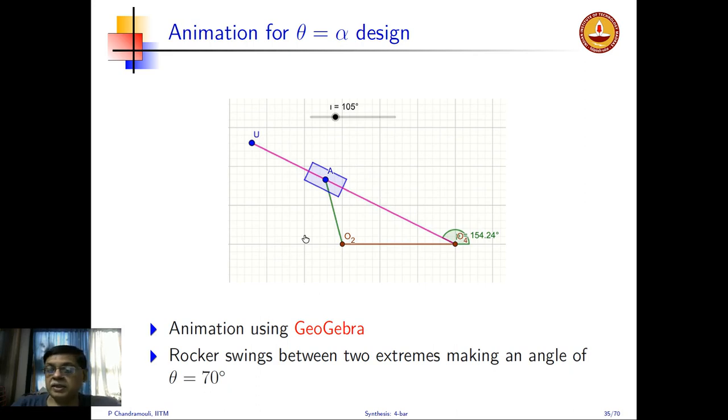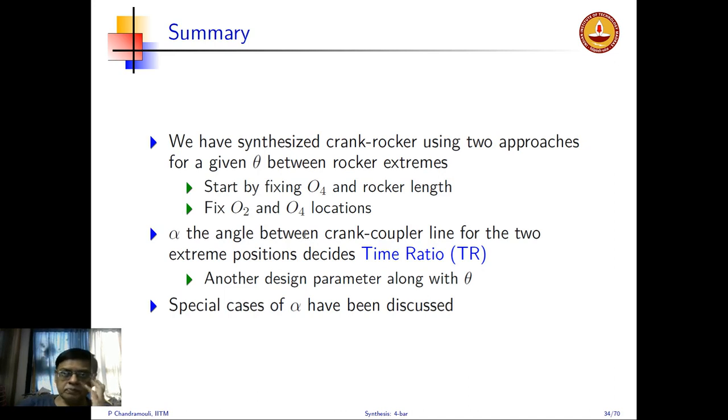All right. So the summary of what we have done so far: we have synthesized a crank rocker using two approaches for a given theta between two extremes. We also defined alpha, which is the position angle between the two extreme positions made by the crank coupler line. In the first case, we fixed O4 and chose a rocker length as the initial choices, and then we found that we could choose O2 on a circle. There were some regions of the circle which were not allowed, which violated the Grashof condition that the rocker has to be on the same side of the line joining O2, O4. That was one approach, but the flip side of that approach is O2 is floating. It can be anywhere, and sometimes it may not be convenient to use that approach.